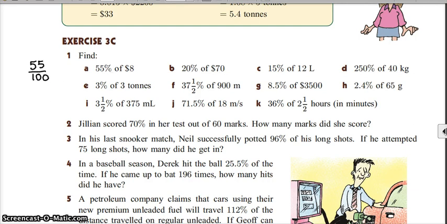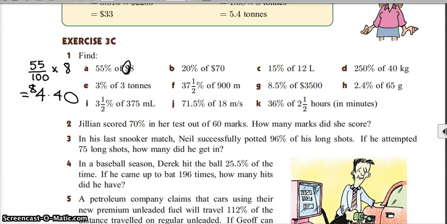What does of mean, Damo, in maths? Multiply. Excellent. So 55 divided by 100 times by 8. Can you do that, please, Damo? Or Tani, have you done that? 4.4. Do we leave it at 4.4? No, we're talking about dollars. So it must be $4.40.